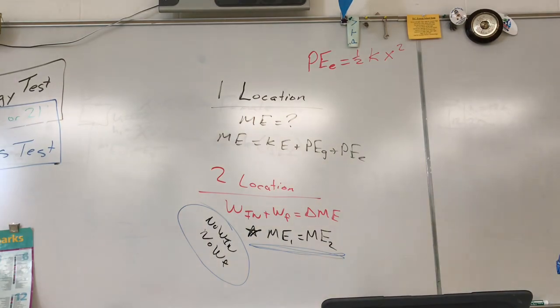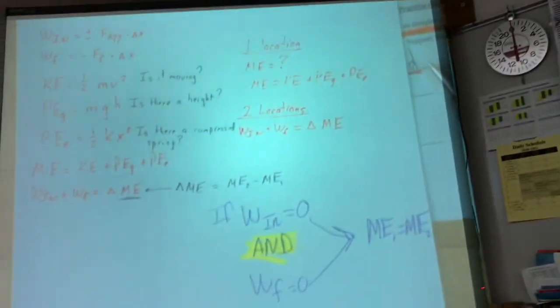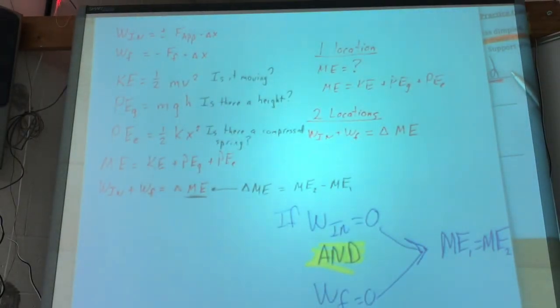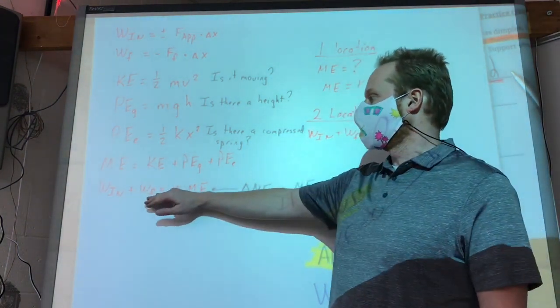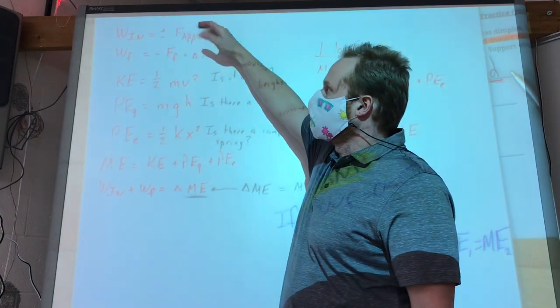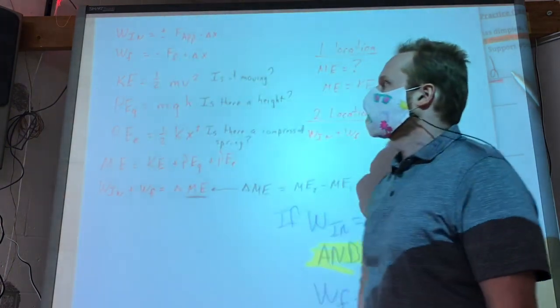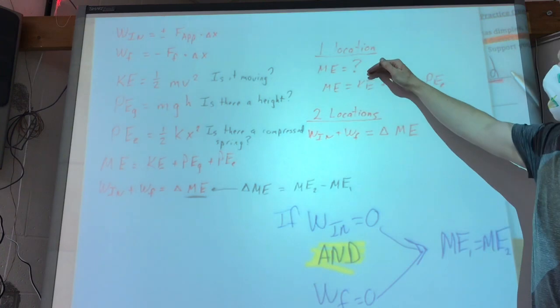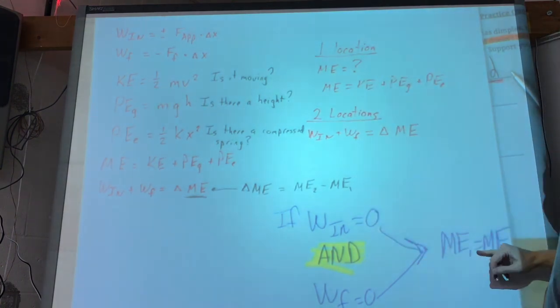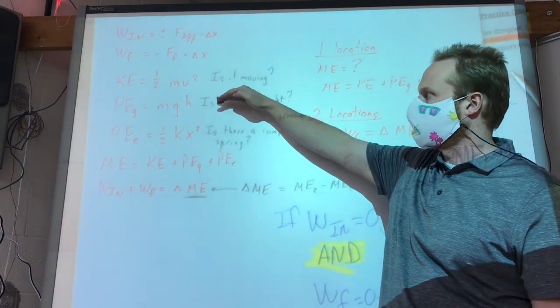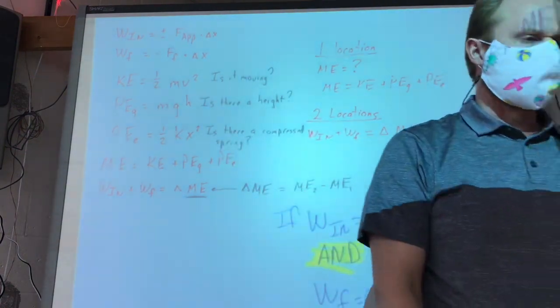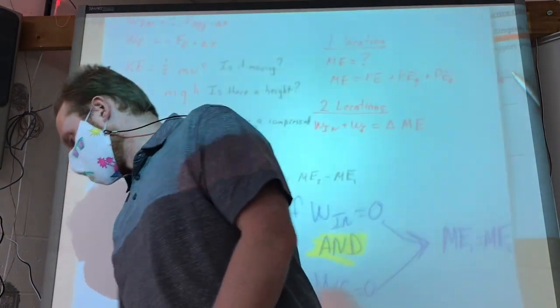Now, with that said, if we look at these equations, that means I'm not going to worry about this form of this equation, and I'm not going to worry about these three equations up here. But in order to determine ME or ME1 equals ME2, we need to make sure we're good with these. Like, is it moving? Is there a height? Is there a compressed spring? So that's what we're going to be doing.